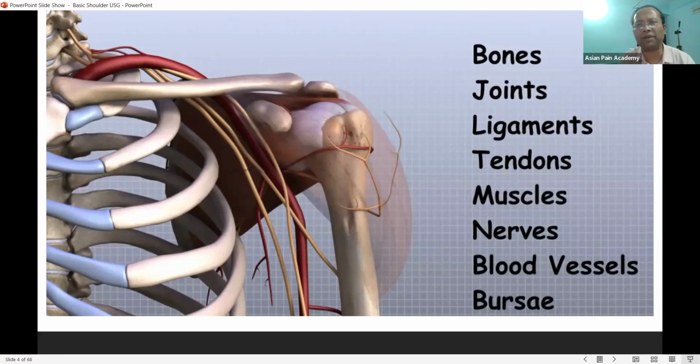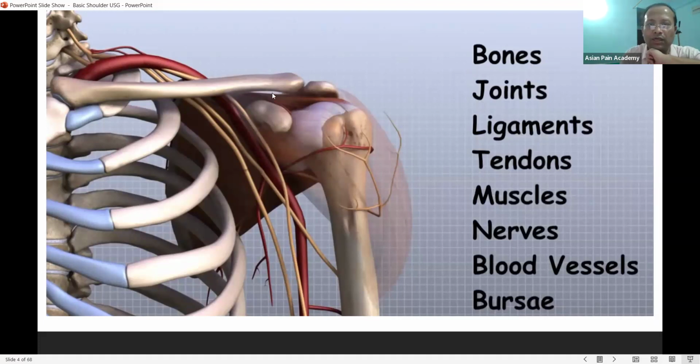So there can be just bursitis and we can see fluid in the bursa, but most of the time bursitis is reactionary. So mainly the tendon is affected, and then we see the fluid in the bursa. So here we will first start from the deep to the superficial part.